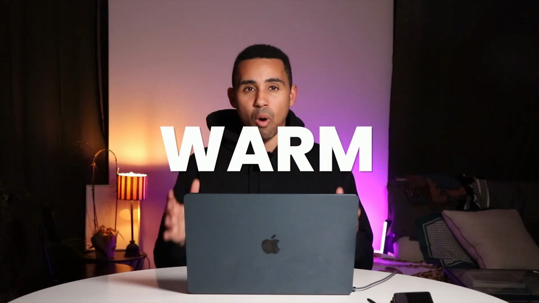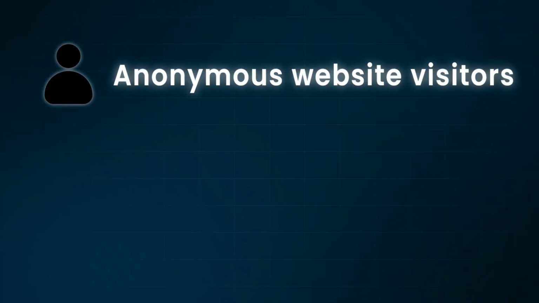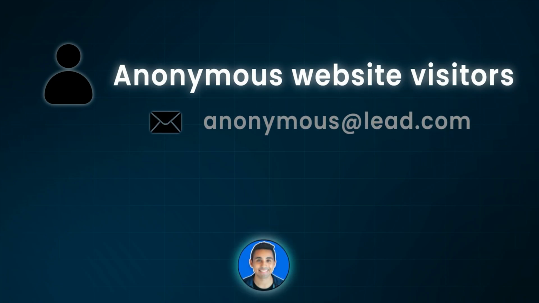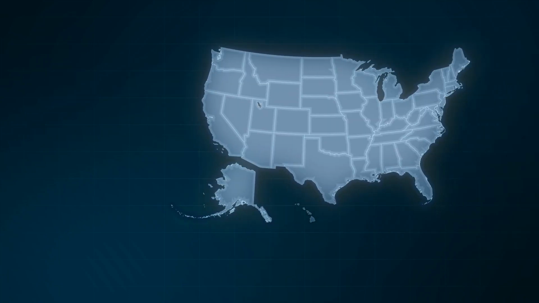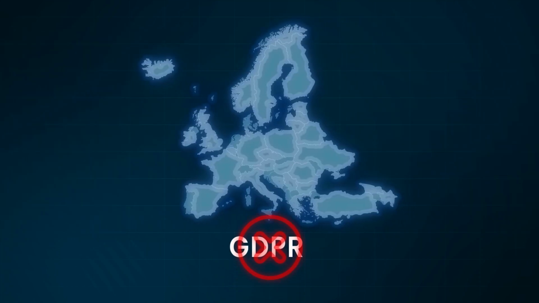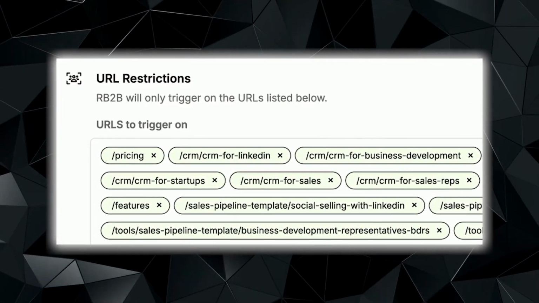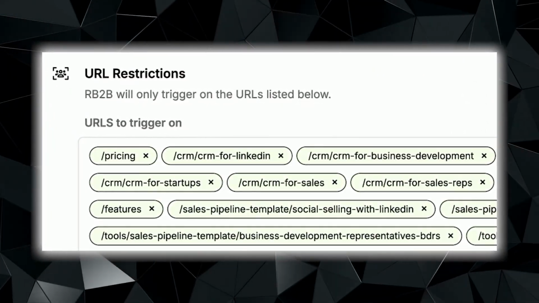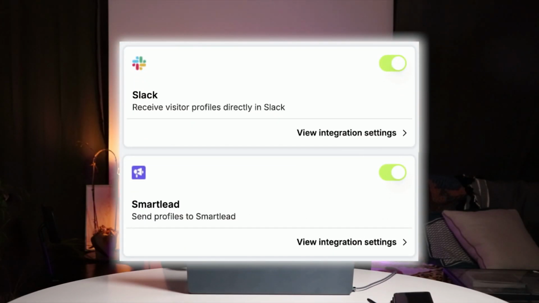Well, with warm outbound. The idea is that you identify anonymous website visitors, find their work email address, and contact them. This only works in the United States. In Europe, you can't do this because of the GDPR. To do warm outbound, you first need to set up RB2B on your website to identify anonymous website visitors. In my case, I activated RB2B only on some URLs that are key for my business. Then I activated the Slack and SmartLead integrations.